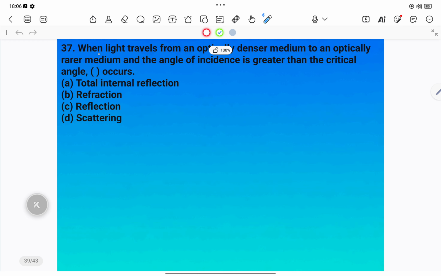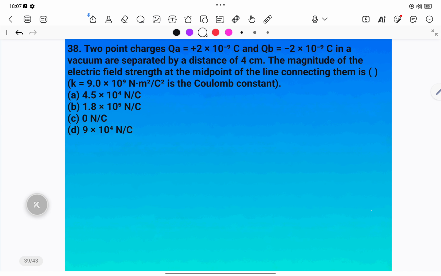Question number 37. When light travels from optically denser medium to optically rarer medium, the angle of incidence is greater than the critical angle. So this is the necessary condition for total internal reflection, where the light travels from optically denser to optically rarer medium and the angle of incidence is greater than the critical angle. So the phenomenon that takes place in this is total internal reflection. So option A is correct.